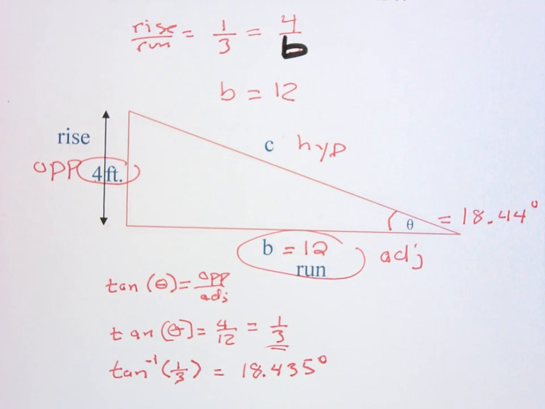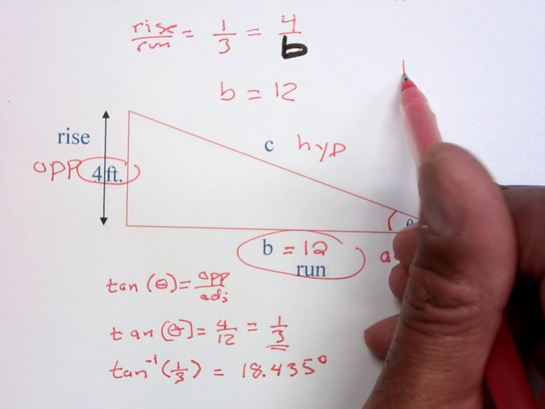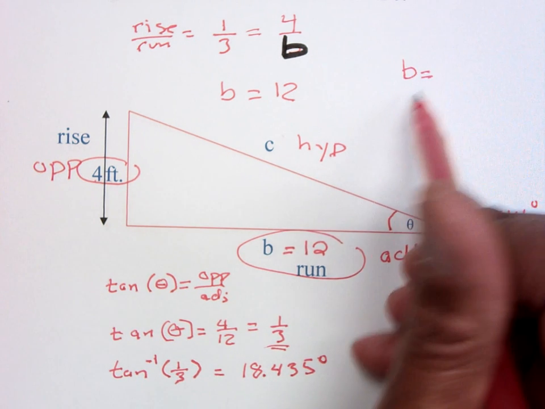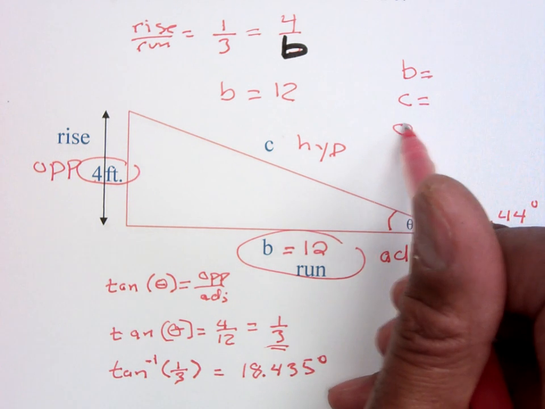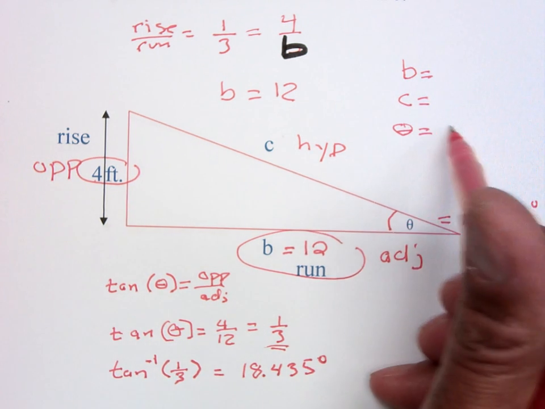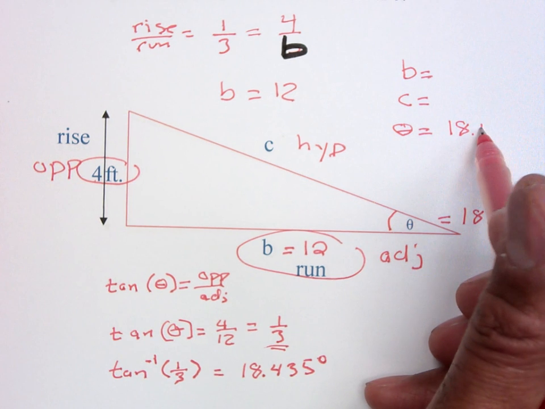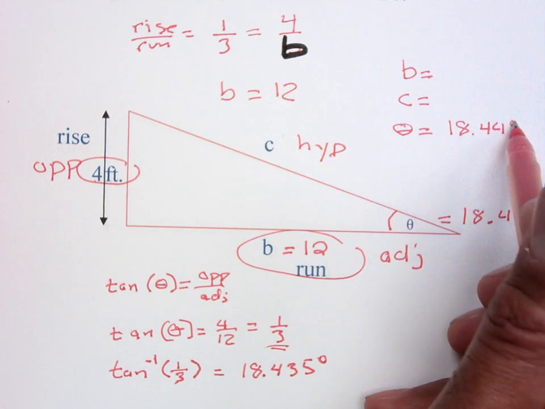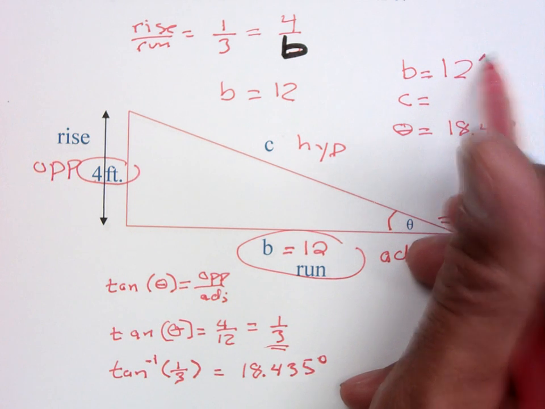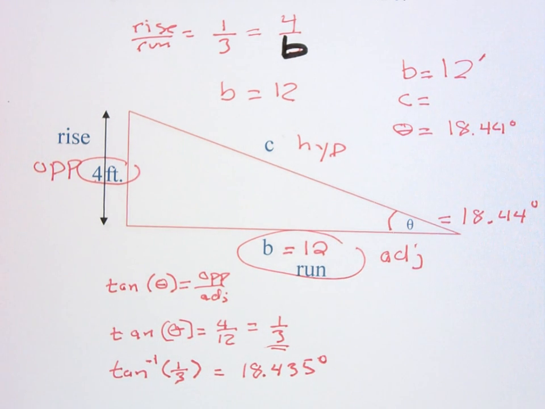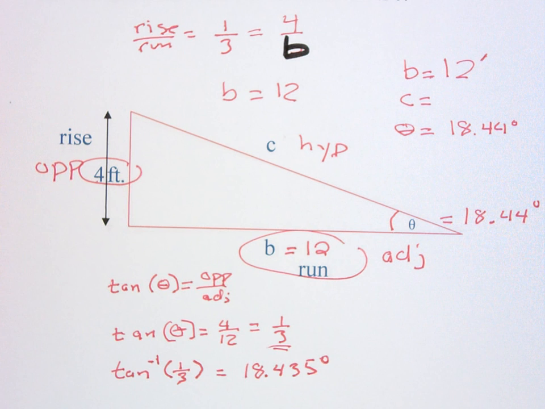So we've got two of the things we wanted so far. We wanted to find B, we wanted to find C, and we needed to find theta, and we just found theta. So that's 18.44 degrees. B was 12 feet actually. Can I write that little mark for feet? Okay. So the other thing we don't have right now is C.